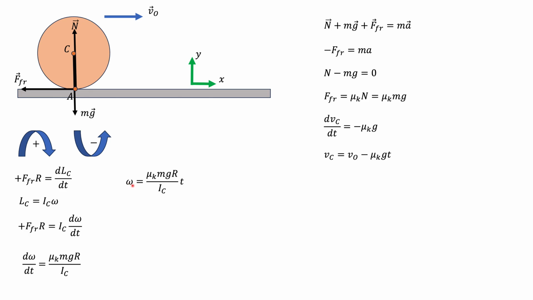But now notice something interesting. Velocity of the center of mass is going down because there is a friction force applied to this object. That makes sense. But omega, the angular velocity, is increasing. So while the center of mass is slowing down, the object actually starts rotating faster and faster. And the question is, how long is it going to continue?